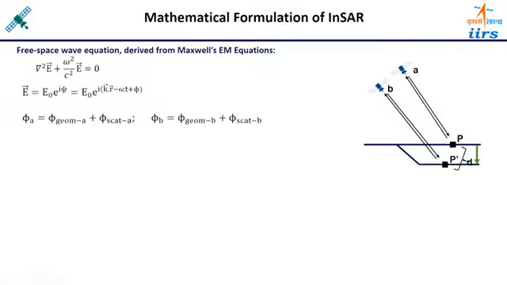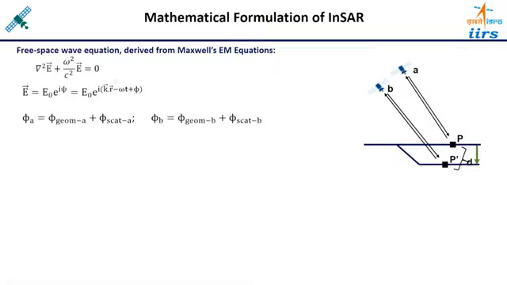So what we will do now is write the phase of both the signals. Suppose in one interferogram two signals are there, so we will write the phase of both the signals, then we will subtract them, and then we will see what we can get from the subtraction of these two signals.